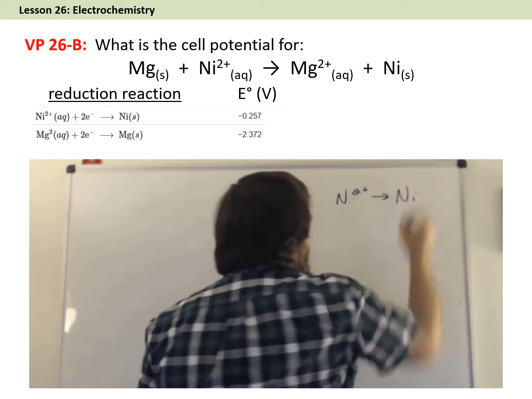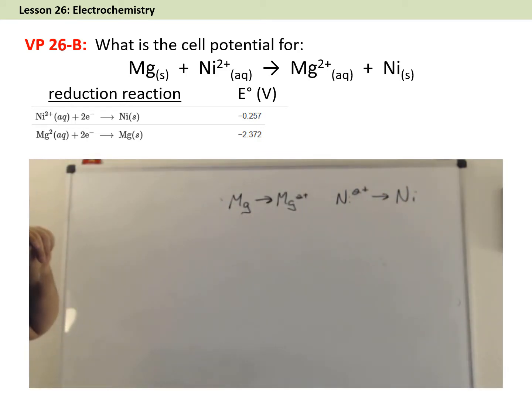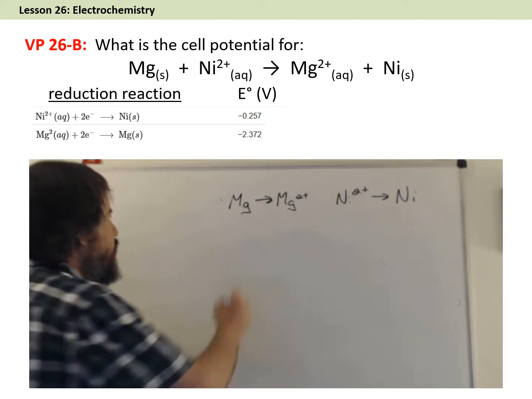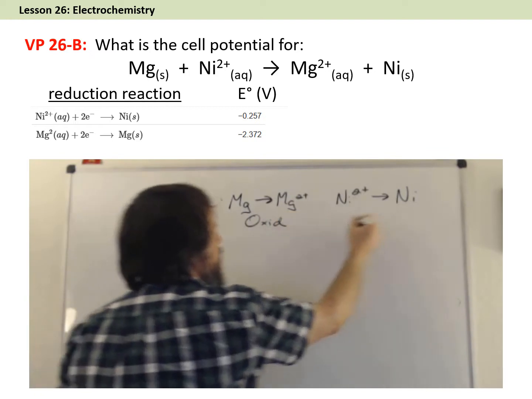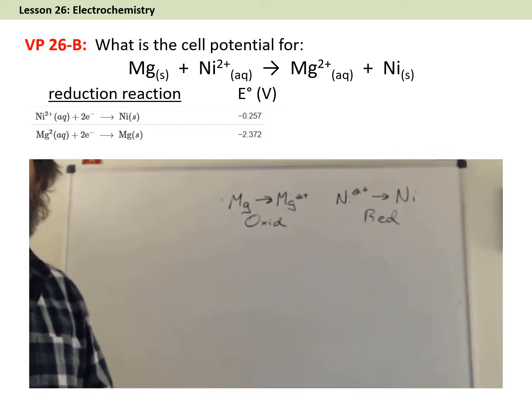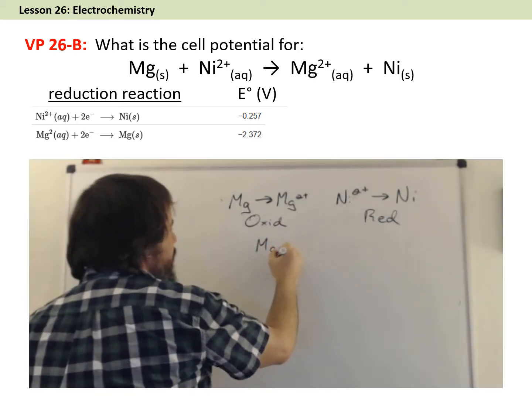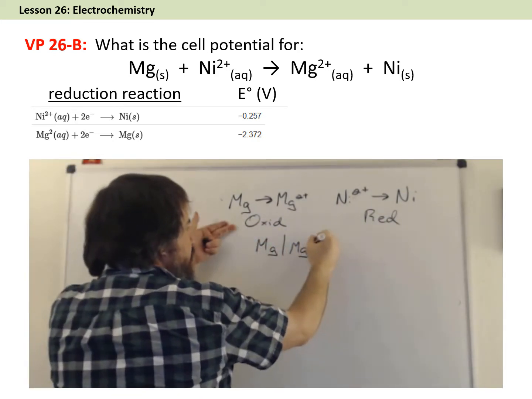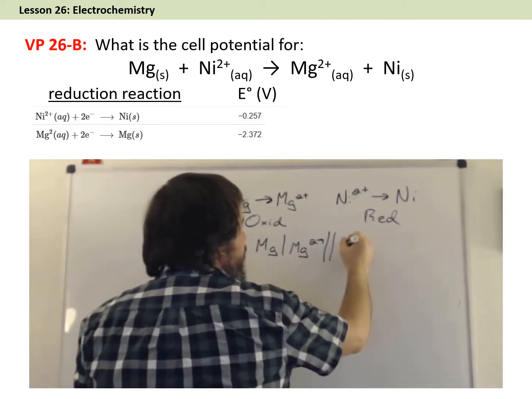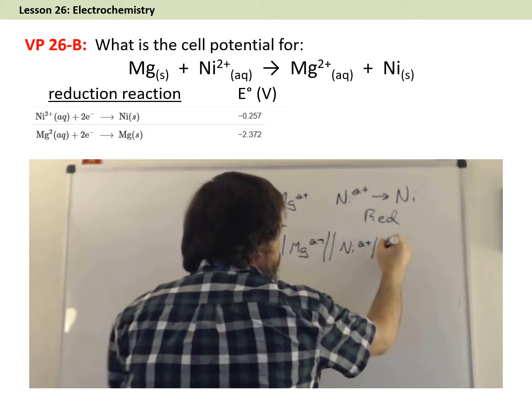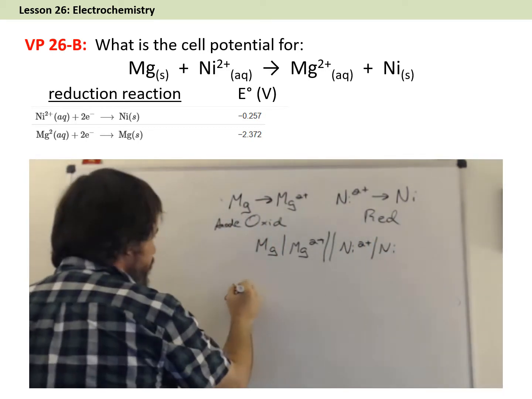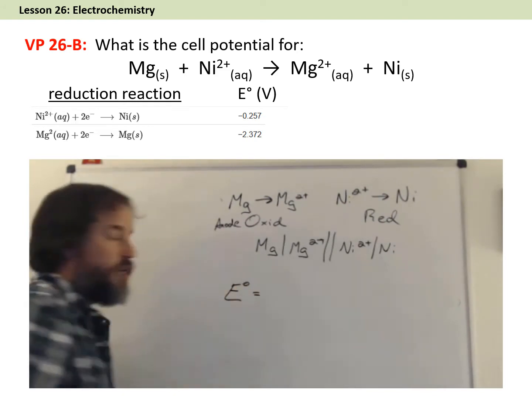All right, so which one of these is oxidation, which one's reduction? Let's see. This one is losing electrons, so this is oxidation, and this is reduction. If we were to write this in cell notation, it's not really an AS, but let's do it. We'd say magnesium, magnesium 2+, because the anode comes first. Then nickel 2+, nickel.